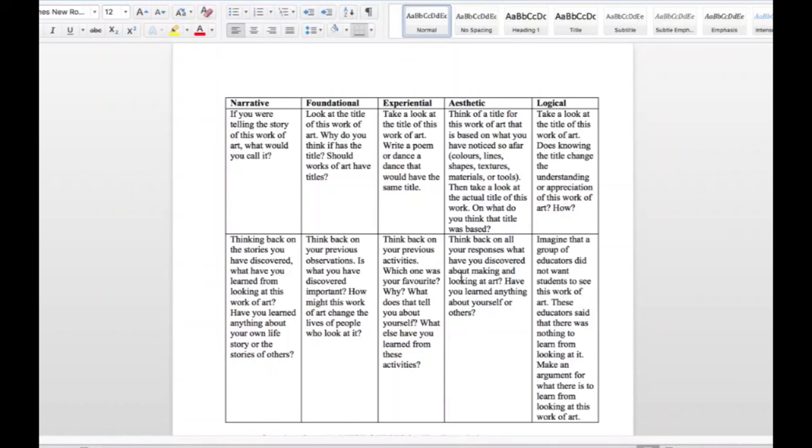And finally, I like the one under logical. We'll just end with that one. Imagine that a group of educators did not want students to see this work of art. These educators said that there was nothing to learn from looking at it. Make an argument for what there is to learn from looking at this work of art. And as I said to you, the marvellous thing about these entry points to learning is that they're infinitely transferable to the discipline, and that you can find marvellous questions there to open up aspects of the work for your own students in the variety of disciplines in which you work.